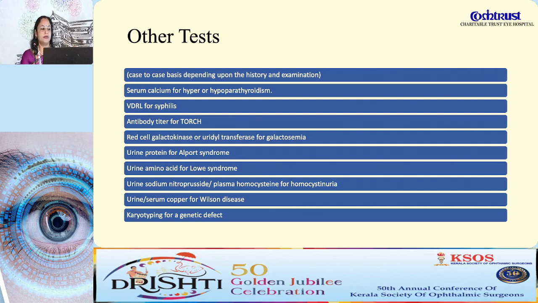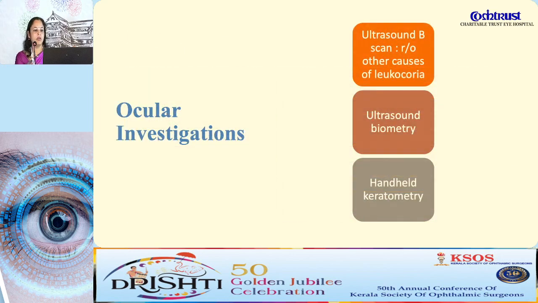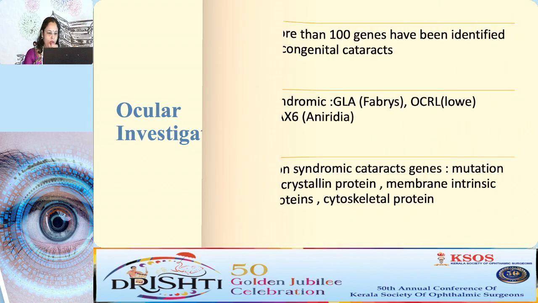Naveen has already told about that. So as I told, a B-scan is mandatory. There are two things that it helps with. One, in dense cataract, it will help in knowing if there is any retinal pathology. The other thing is it also gives you the axial length, so if you're not able to get an axial length in a child, it will help you to know it as well. Ultrasound biometry and handheld keratometry are usually done at the time of the evaluation.